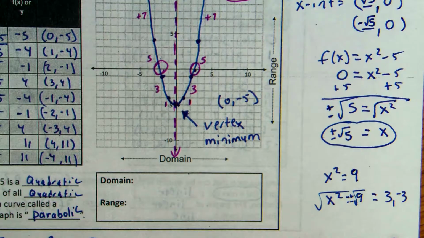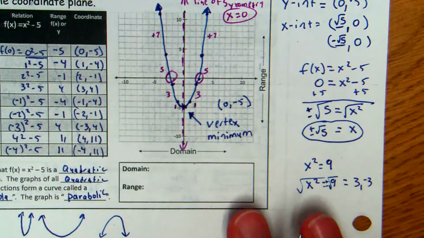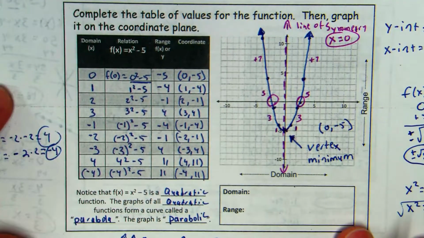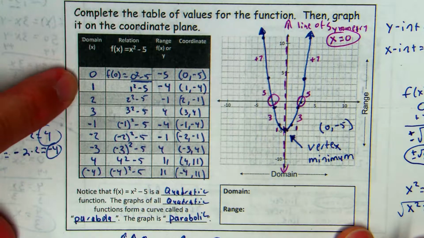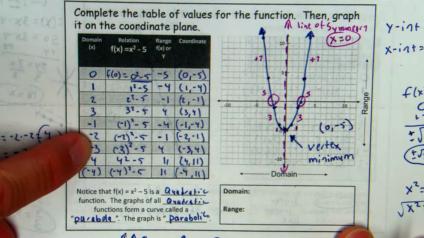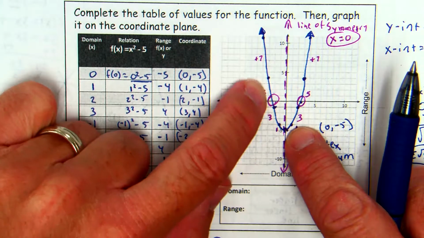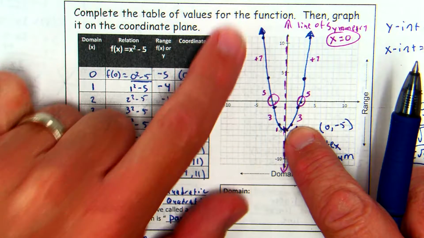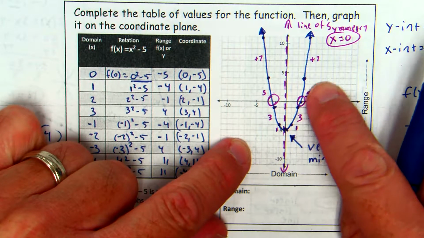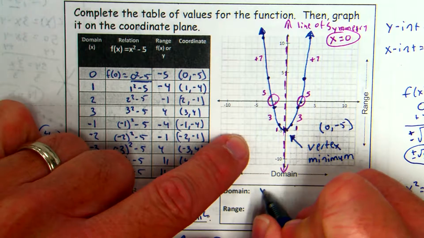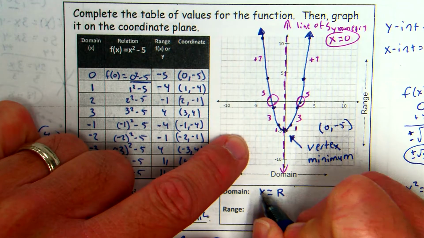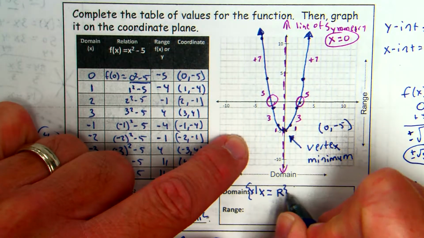Lastly, our domain and range. Domain is which x values will work. As we look at our table, you will notice that every x value worked. And if you look at our arrows, we can see that as I'm going to the left, it looks as though it's going to continue to the left forever. As I go to the right, it looks as though it's going to go to the right forever. So my domain is all x as long as x is a real number.